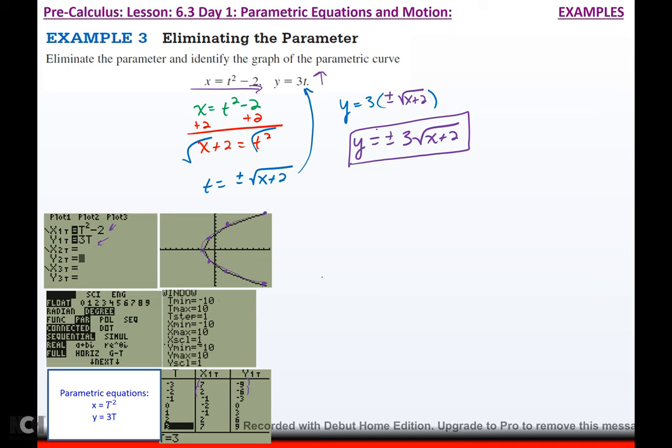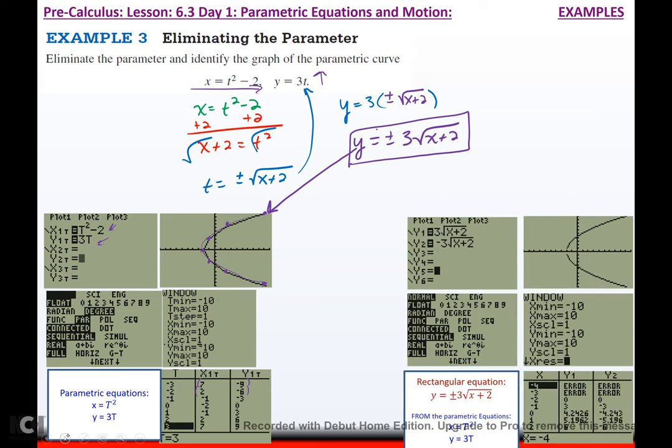Okay? What this does is finds the equation of that path. And if you went to y equals and you typed in 3 square roots of x plus 2 and a negative, because you've got to do the plus or minus, you'll get that sideways parabola. Notice on my table for rectangular, at negative 3, negative 4, it's all error messages. Why? Because there's no graph over here. Remember, it's undefined.